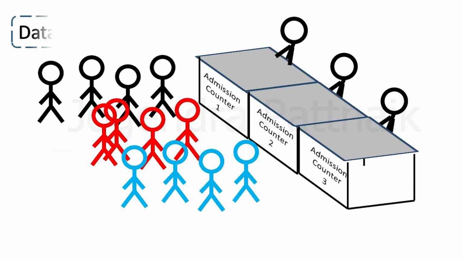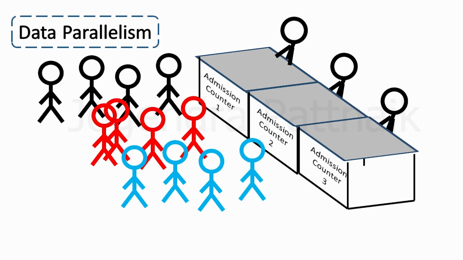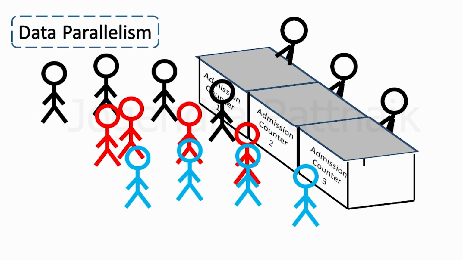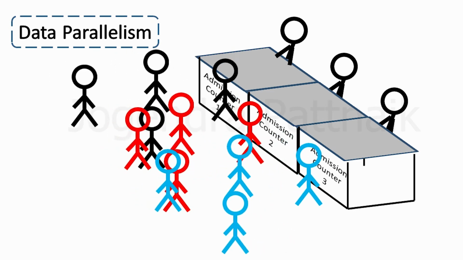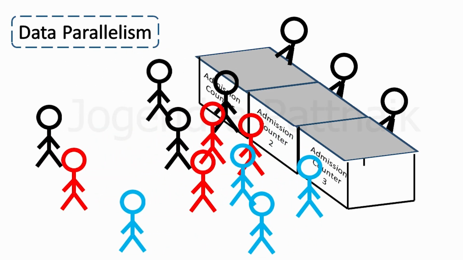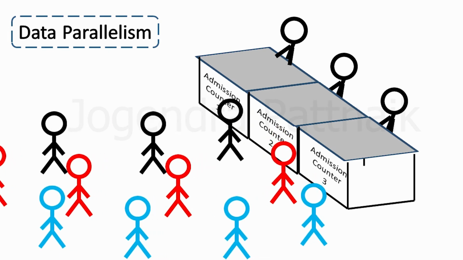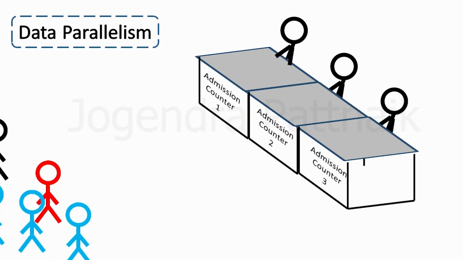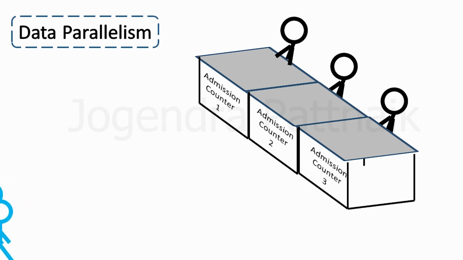Let's consider another parallel method where we have three different counters each performing a complete admission procedure. That is, a student can get admission by queuing at any of the counters. A student is not required to switch any counter, so the traffic can be equally distributed. Let's calculate the total time required.